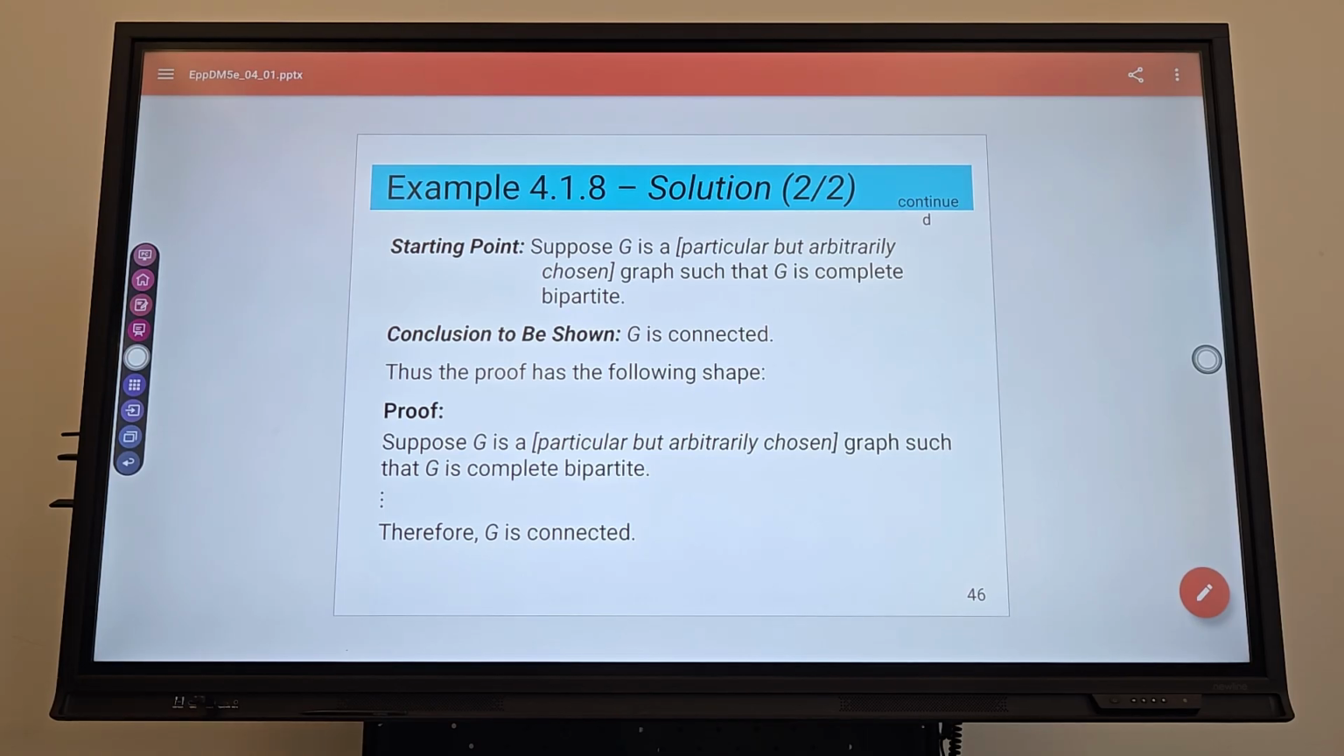Thus, the proof has the following shape. Suppose G is a graph such that G is complete bipartite, yada, yada, yada. Therefore, G is connected.